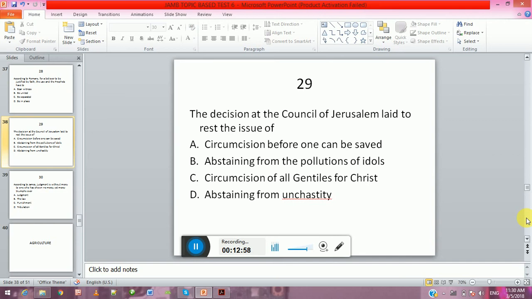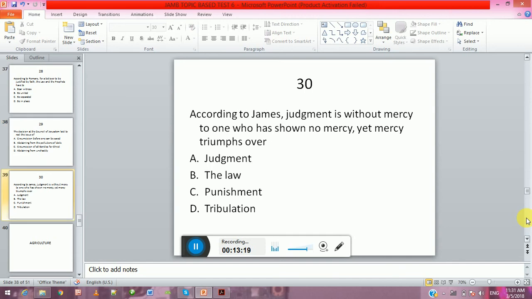The decision of the Council of Jerusalem led to the issue of A. circumcision before one can be saved, B. abstaining from the pollutions of idols, C. circumcision of all Gentiles for Christ, D. abstaining from unchastity.